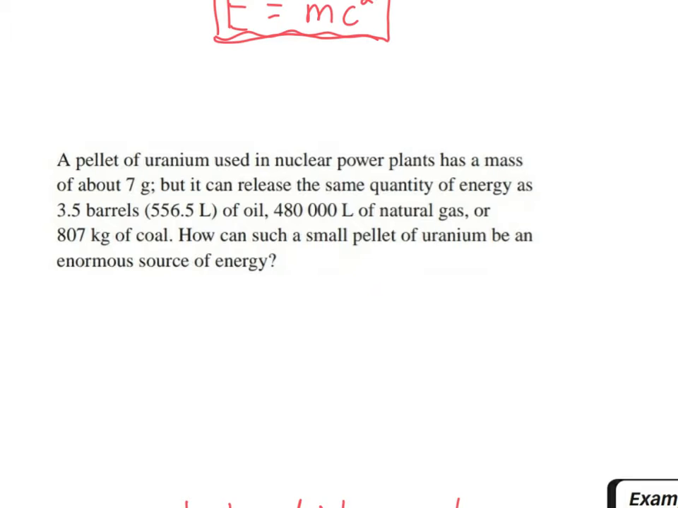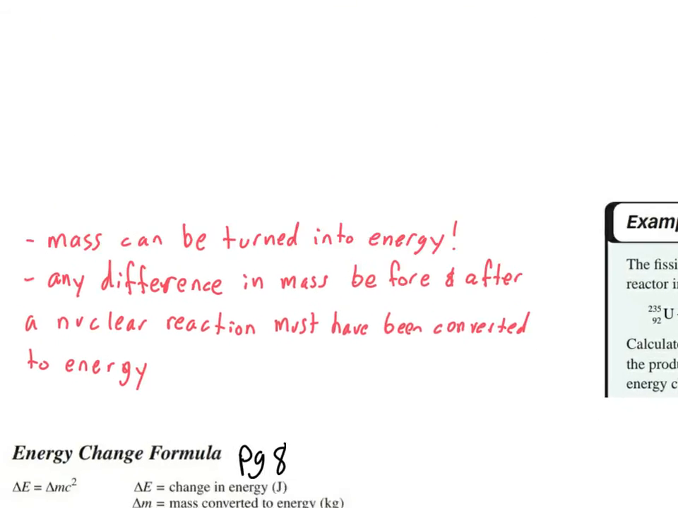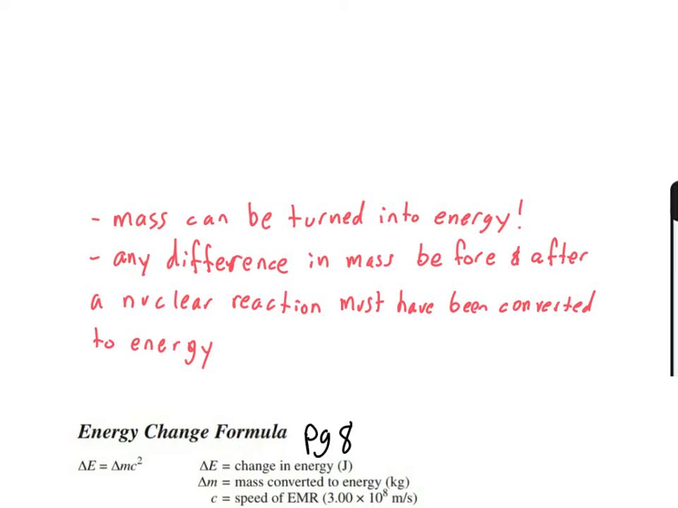So the idea is that this 7 grams of uranium, that mass is actually converted into energy. If we go with the assumption that mass can be turned into energy, then we can take the mass before and after a nuclear reaction, and we can find out how much of that was converted into energy.